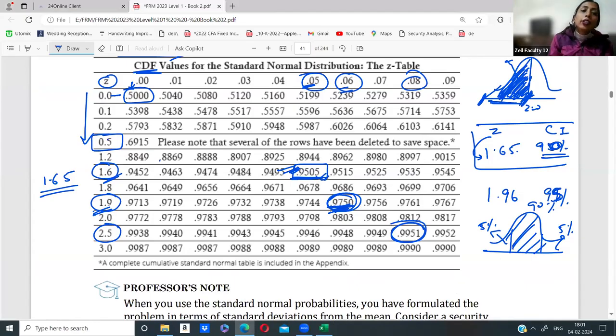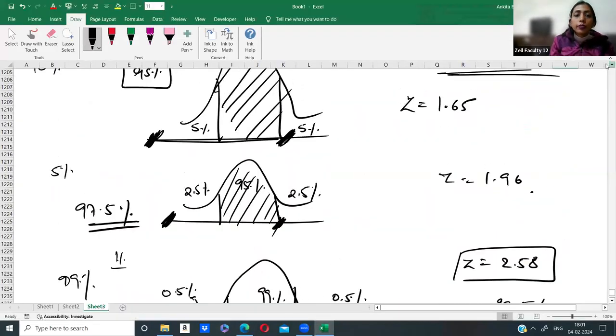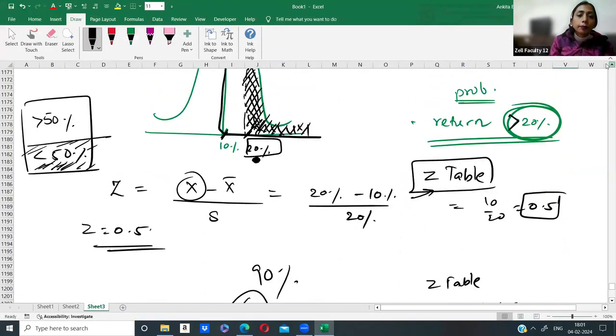You can find the value of Z and look in the table to see the probabilities. Basically, the table will always tell you the probability. In our example, we found Z as 0.5, so the probability we found was 0.6915. So what is 0.6915?